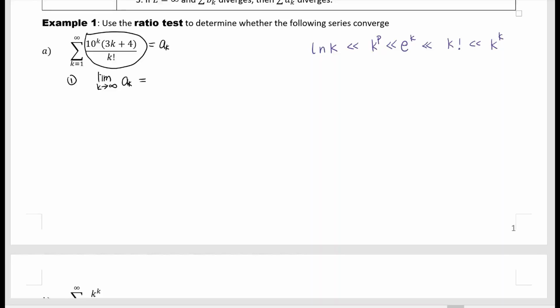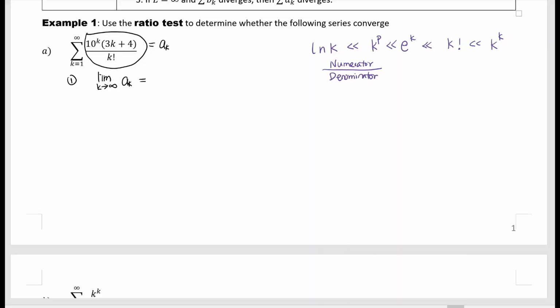So here, the numerator is like this guy, okay? And times 3k plus 4. So it's like this guy times this guy. But the denominator is this guy. So which one is faster? Wow, the denominator is faster, right? Okay, so I also want to put it here. So we have the numerator over denominator.